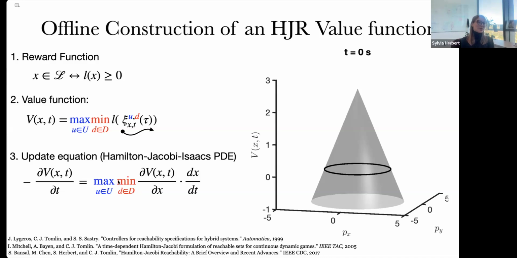You assume that the disturbance is doing the opposite. And you ask, given the constraints on my dynamics and the constraints on my control input, how well do I do at trying to move up this value function? And based on that, you update your value backwards in time.